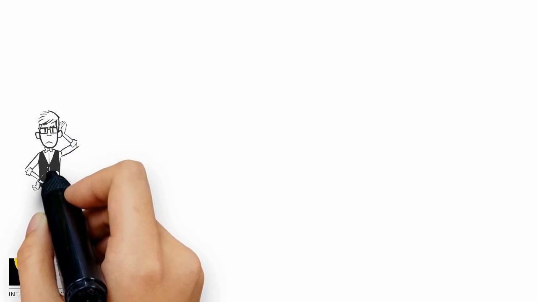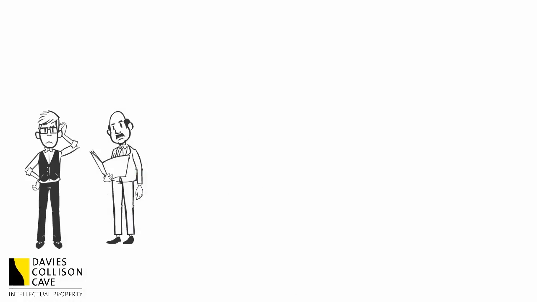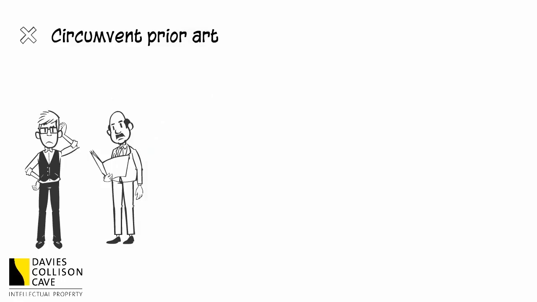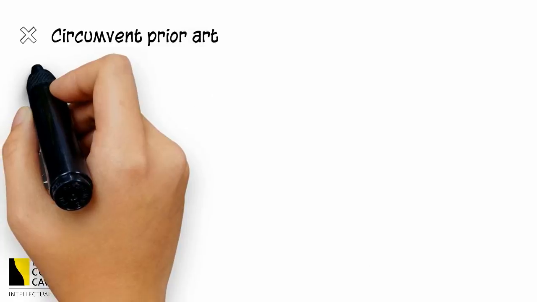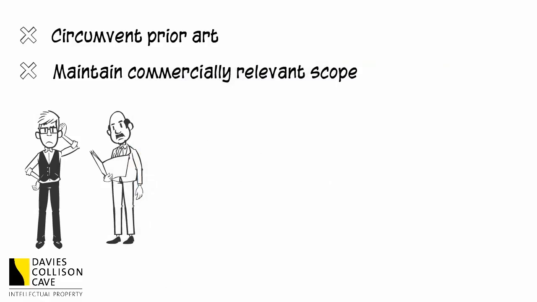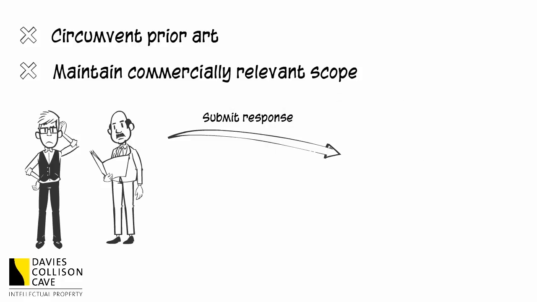Once an examination report is issued, you would work with your patent attorney to prepare a response to the examination report. There are two main goals here. The first is that your response circumvents any material found by the examiner, and the second is that your application still maintains a scope of protection that is of commercial value to you. Here your patent attorney plays a big role and will help you to prepare and submit a response to the examination report that is in line with your commercial objectives.